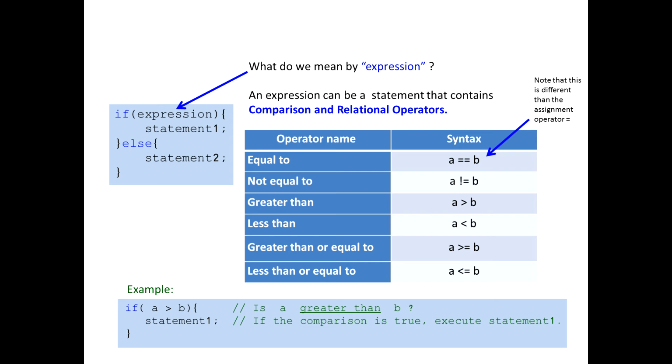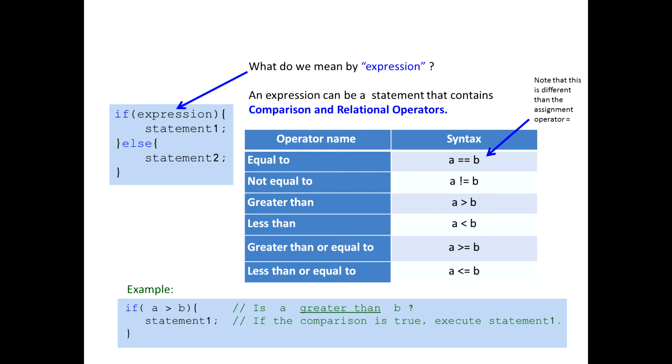Notice that this is different than the assignment. In fact, a common mistake is to put a comparison with a single equal sign, which is an assignment, and what will actually happen is B will get assigned to A, and it won't be checked whether A is equal to B or not. So be aware of that. If you are trying to compare whether they're equal, use two equal signs. Okay, so that's one thing we could check.